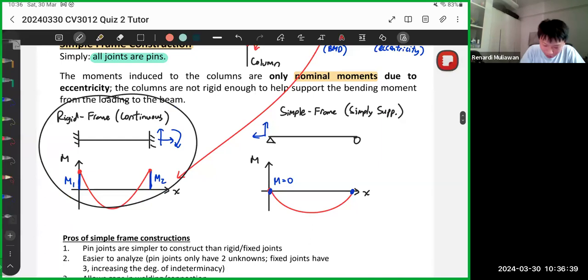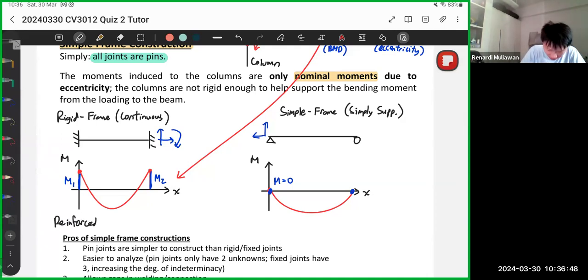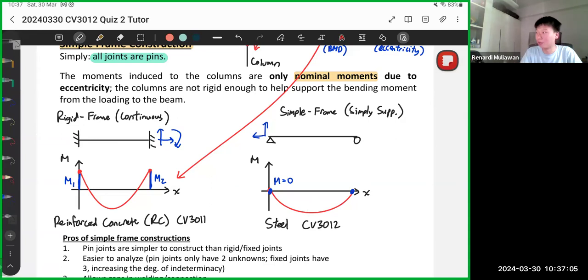So for these ones, rigid frame construction or continuous construction is usually common in reinforced concrete structures. This one is usually for reinforced concrete or RC. So this one will be covered in another topic, in CV 3011. While this one is common for steel structures, which is CV 3012, the one that we're doing now. Just to give you an idea on where to use which.